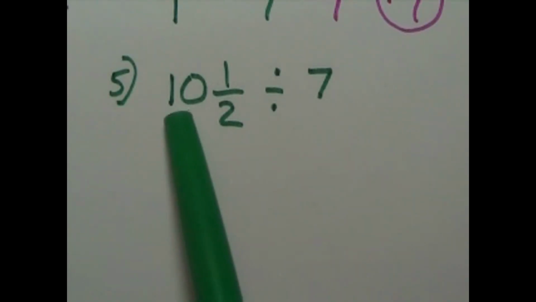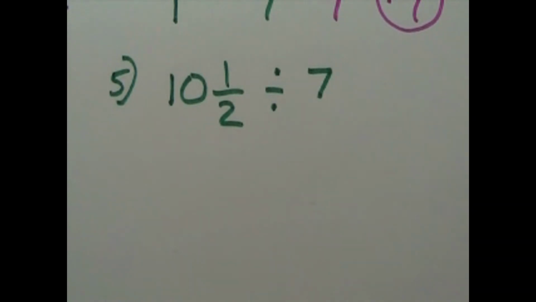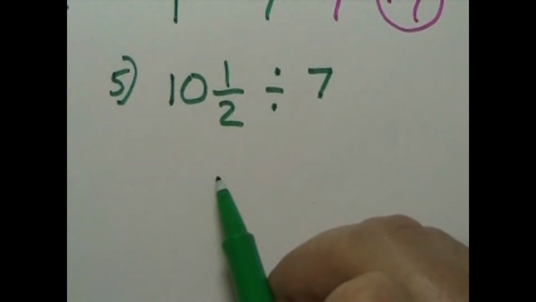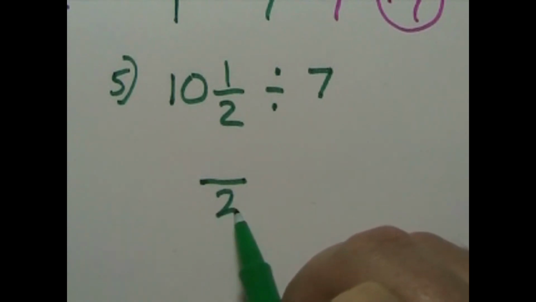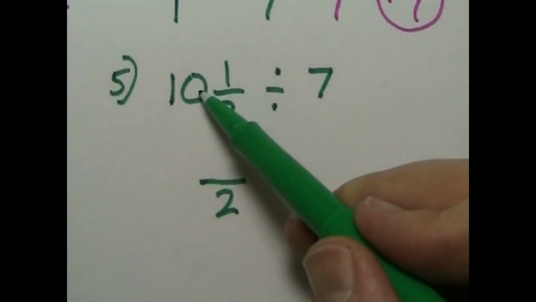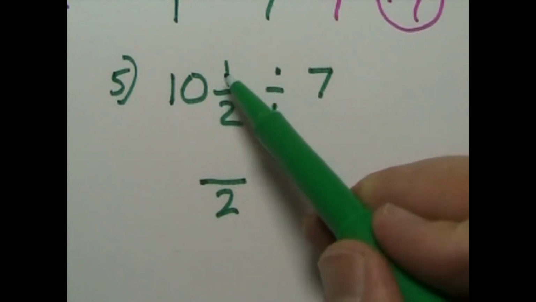Okay, number 5, we have 10 1/2 divided by 7. So we have this mixed number. We have to make it into an improper fraction. So let's see, 2 times 10 is 20 plus 1.